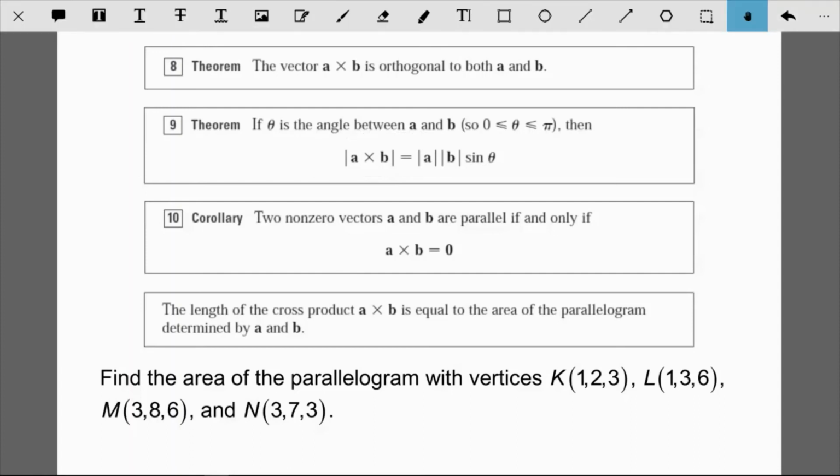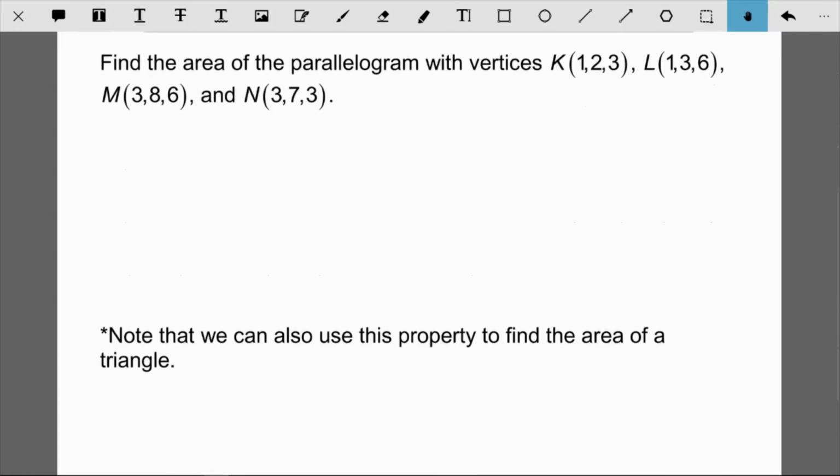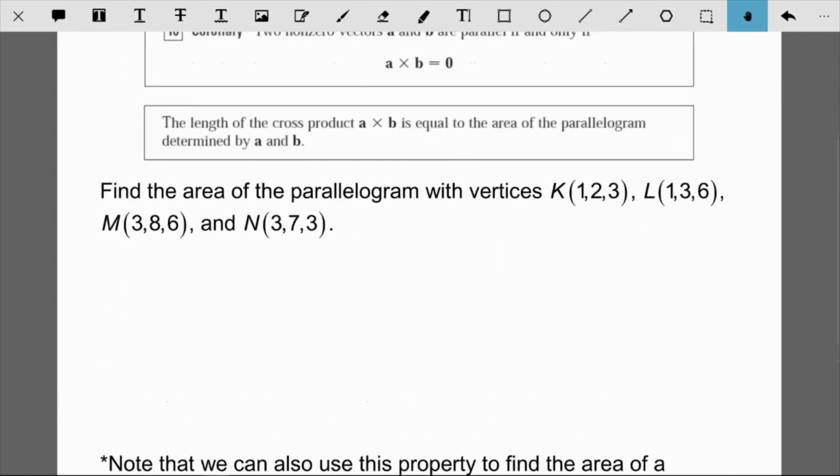Okay, so let's take a look at an example here. Notice it says the length of the cross product A cross B is equal to the area of the parallelogram determined by vector A and vector B.